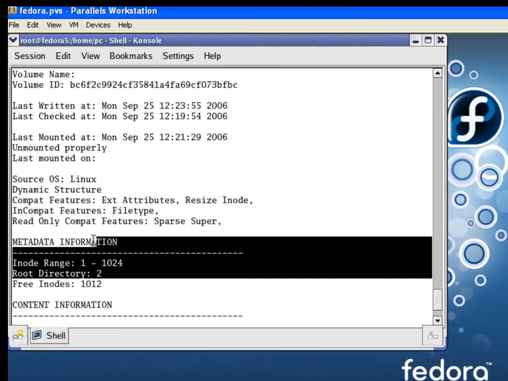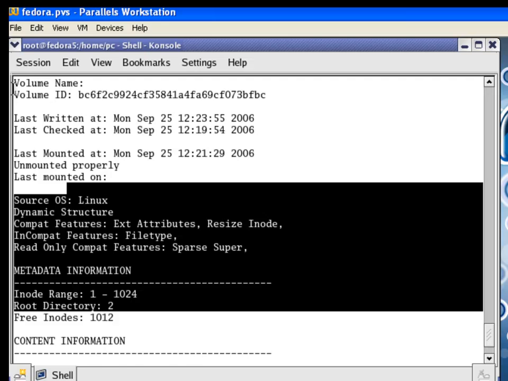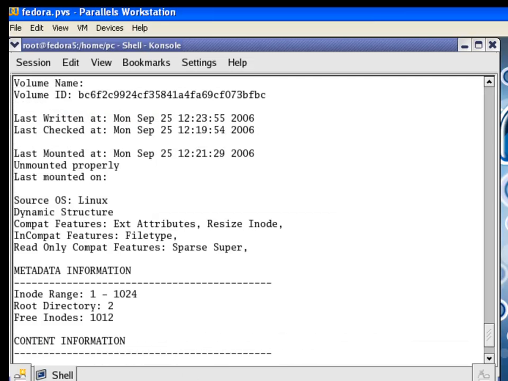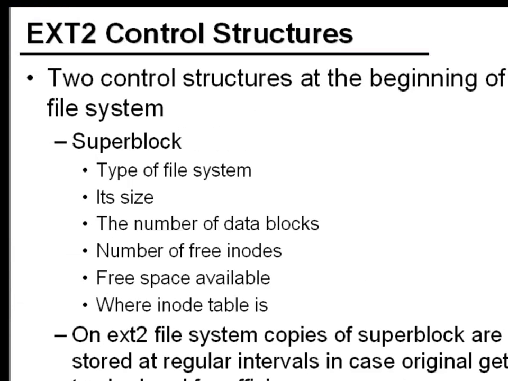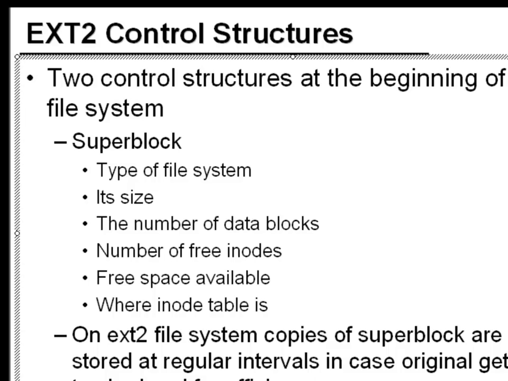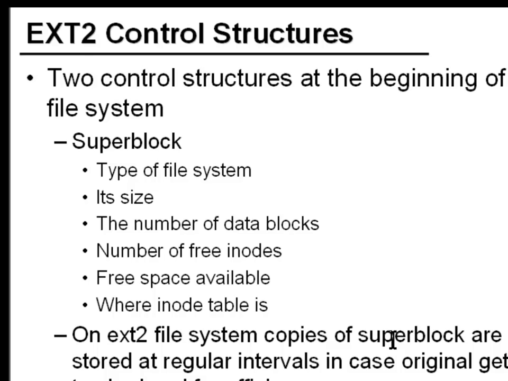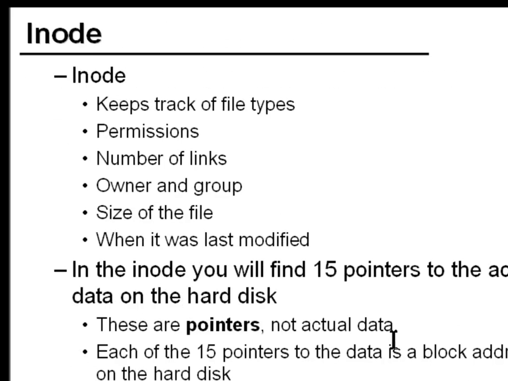All this information is being read from the super block, correct? And for redundancy's sake, on an EX2 and 3 file system, their copies of the super block are stored at regular intervals in case the original gets trashed, and for efficiency purposes. For this small one, there was only a single super block, as was mentioned earlier.